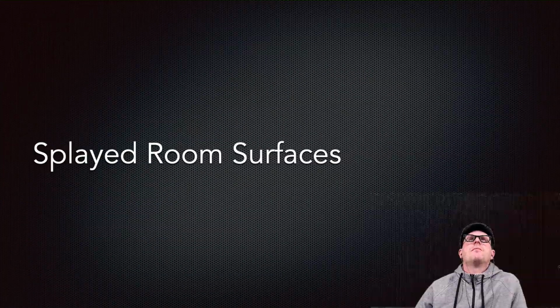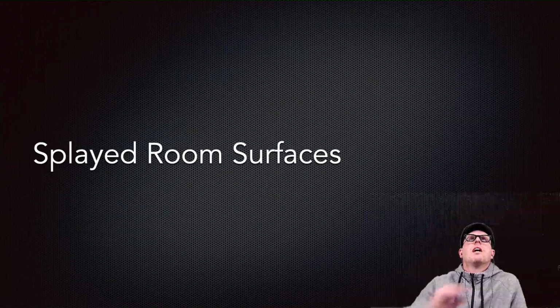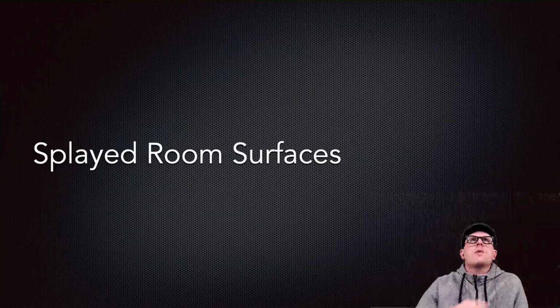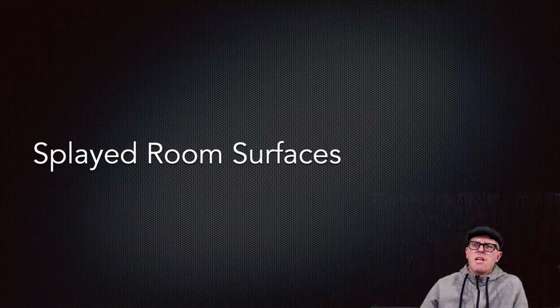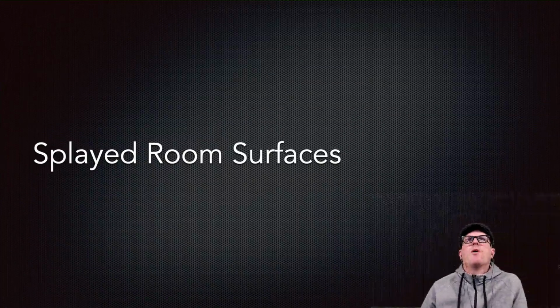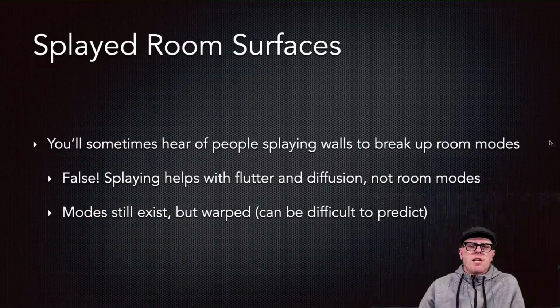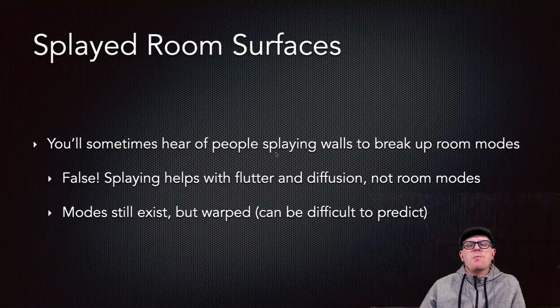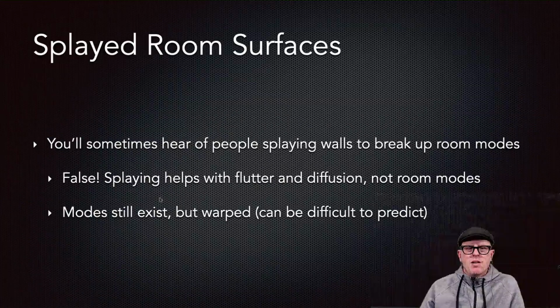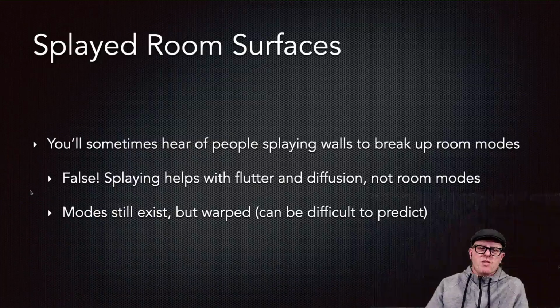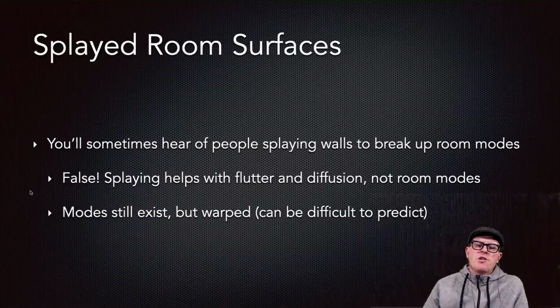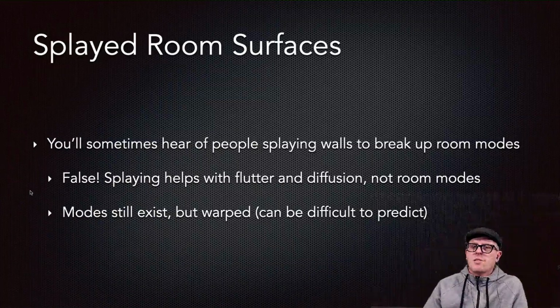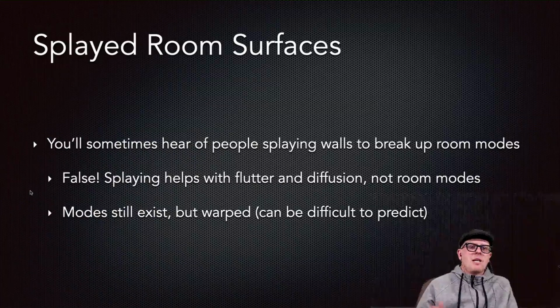Let's talk about splayed room surfaces here. We talked about splayed walls before. When we talk about splayed, you'll sometimes hear people talk about splaying walls to break up room modes. False. This is dead false. Splaying helps with flutter and diffusion, but not with room modes. Modes still exist, but they're warped, and it can be difficult to predict. So we'll take a look at some examples here.